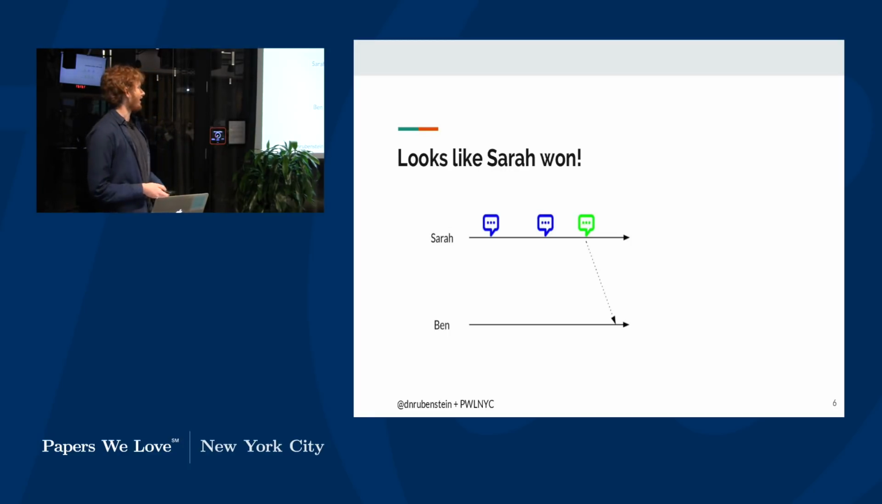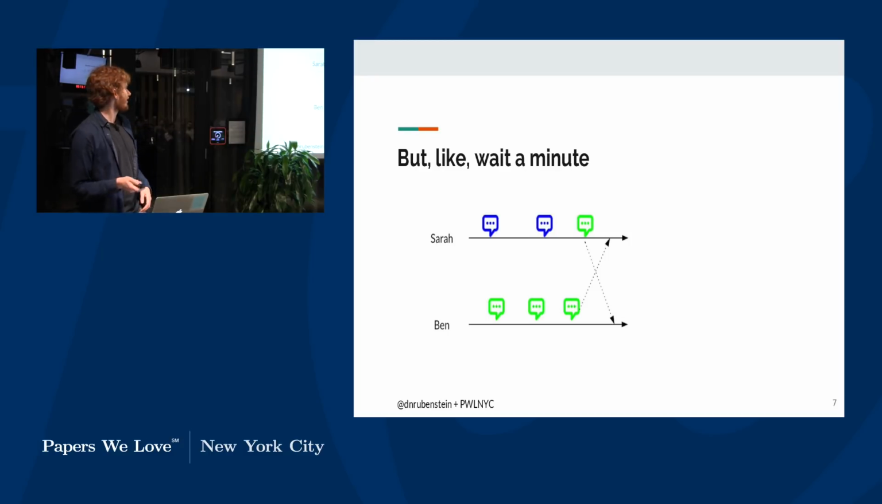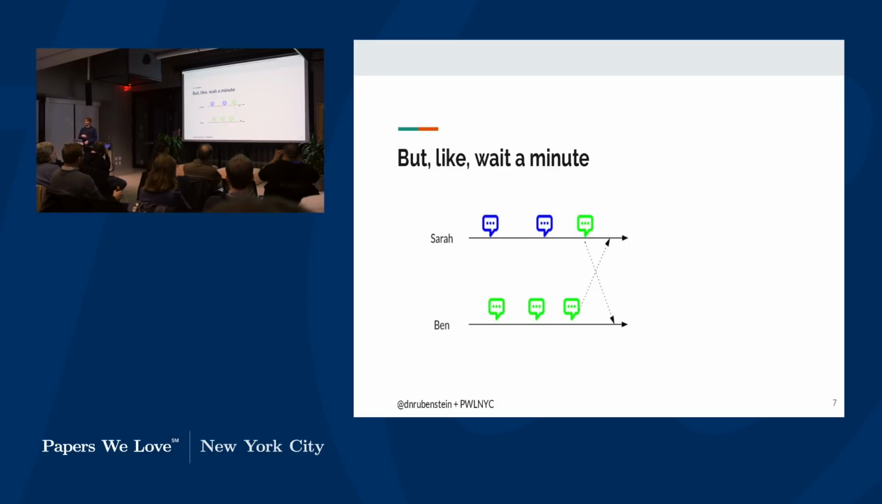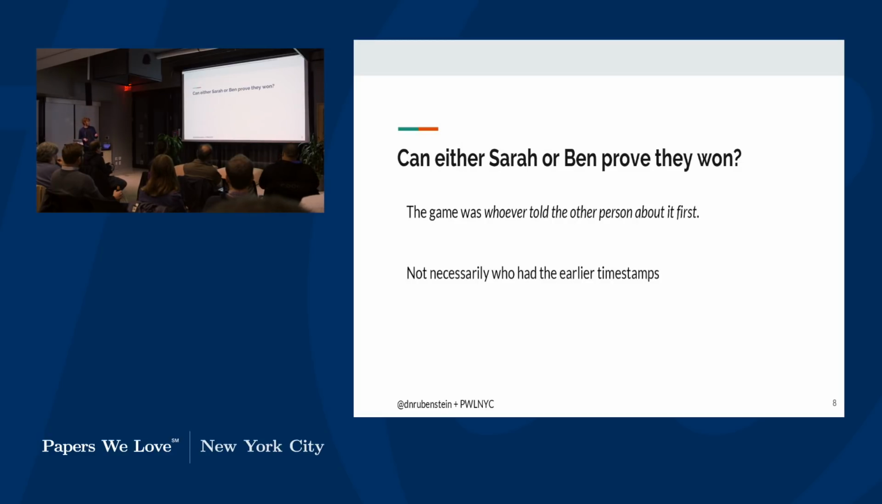But hold on, because while we were following Sarah, Ben has also been playing this game, right? Ben got his 2 messages, and then he sent a message off to Sarah. And after he sent that message to Sarah, he received something from Sarah. So what's going on here? This should raise a question, which is, can either Sarah or Ben prove that they were the winner of this game? Let's think about this for a second.